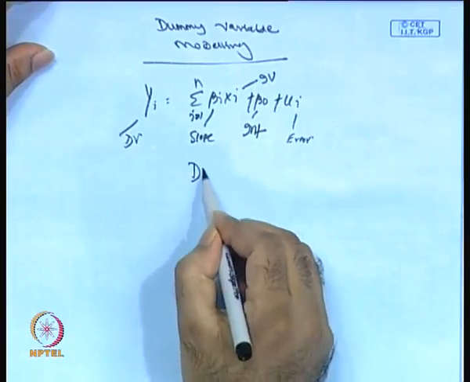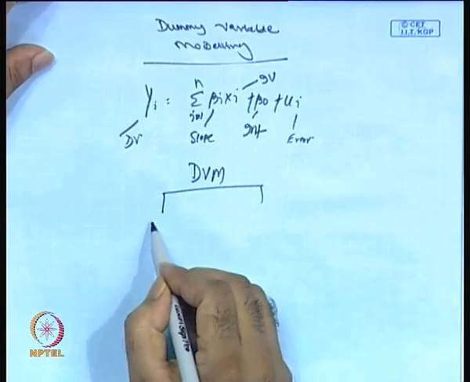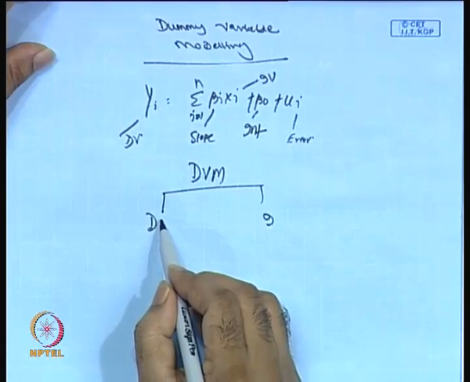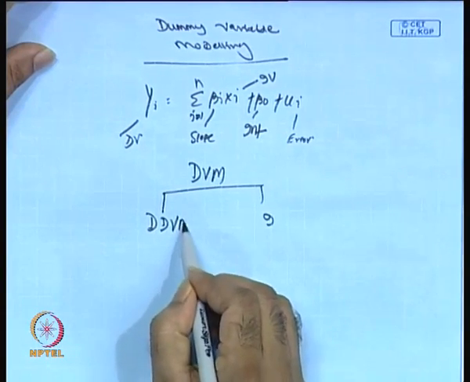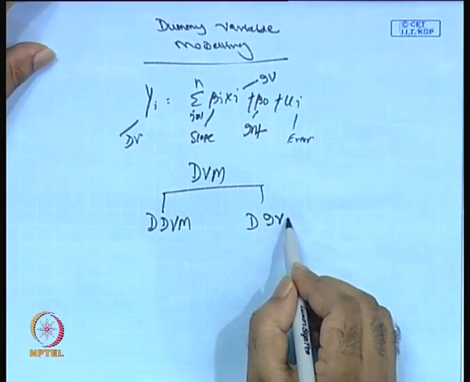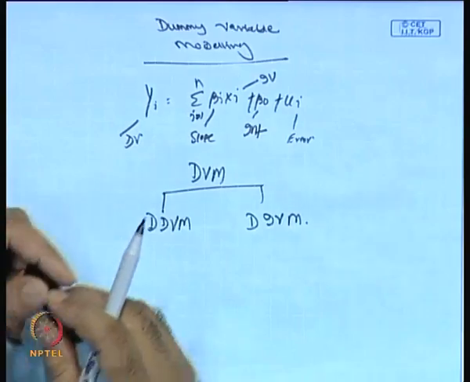Another structure we usually find in econometric modeling is called dummy variable modeling. Dummy variable modeling can be divided into two parts, as per the dependent structure and as per the independent structure. That is called dummy dependent variable modeling and dummy independent variable modeling.